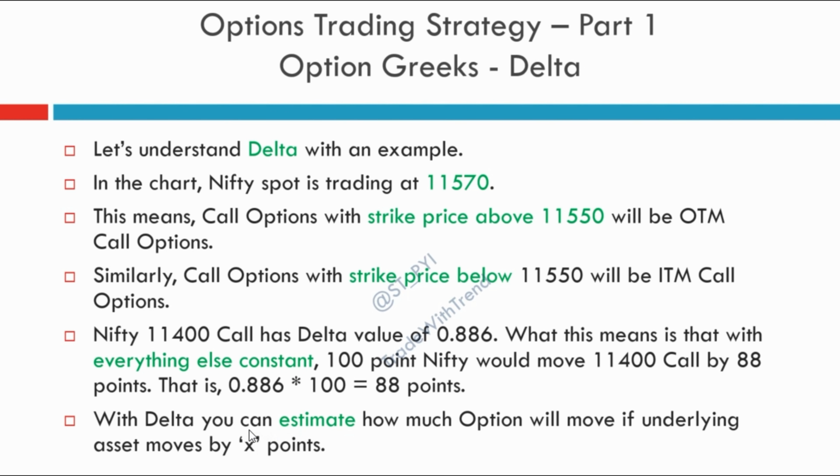So again, with delta, you just estimate how much your option will move if your underlying asset moves by X points or X percentage points. That is the use of delta. Again, how it is used to shape up an option strategy, that we'll only be covering in the later parts.